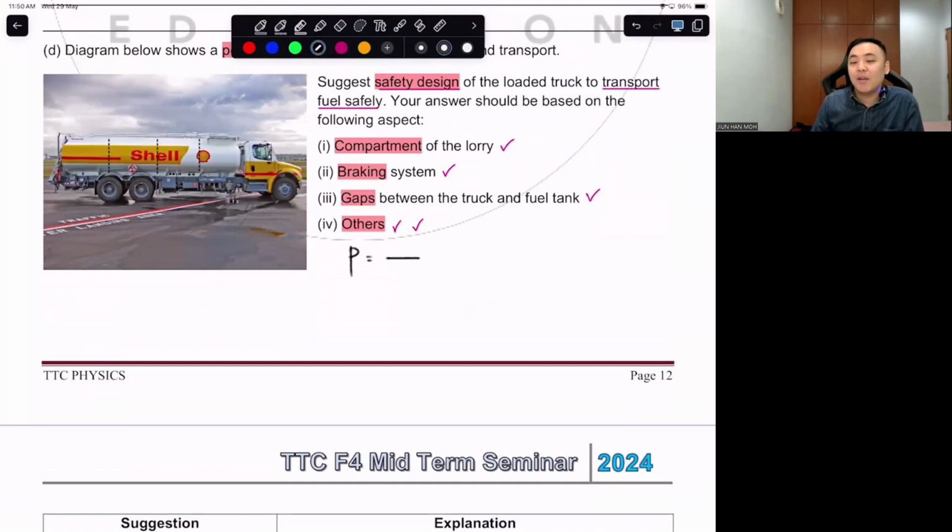Pressure formula. Last time I think you learned before. Anyone can tell me how do we calculate pressure? Force over area. So this is why we need to have more tires, because when you got more tires, the area in contact increases, the pressure acting on the ground smaller.